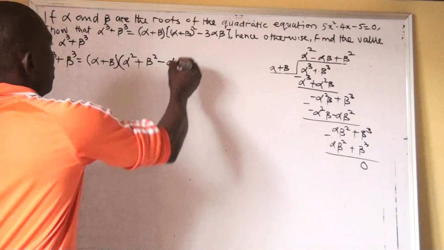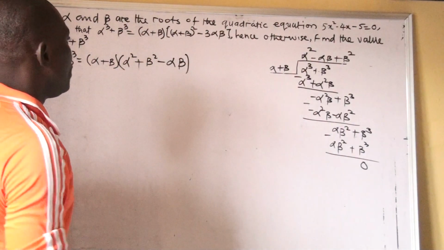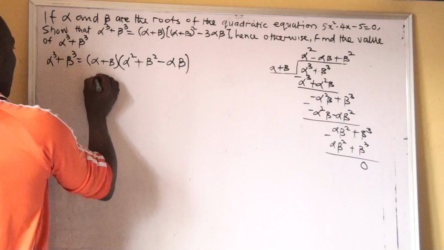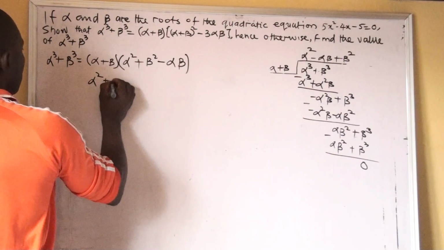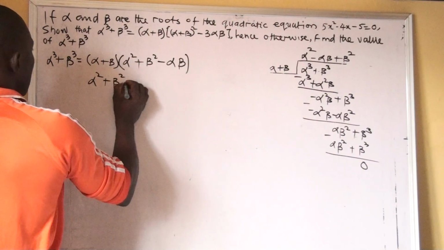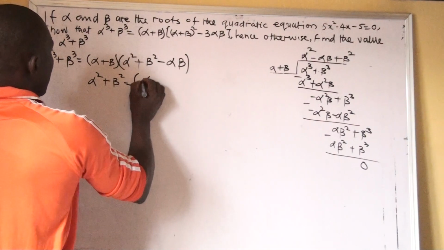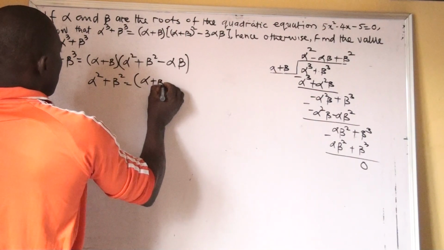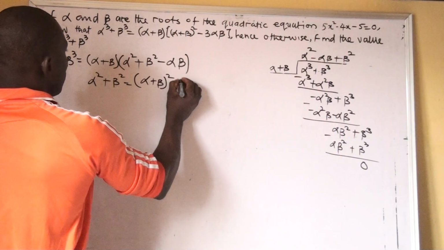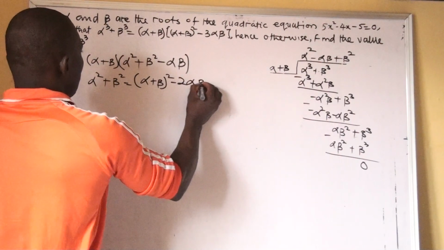Now, if you recall from our previous video, we know that alpha square plus beta square is equal to open bracket alpha plus beta close bracket all squared minus 2 alpha beta.